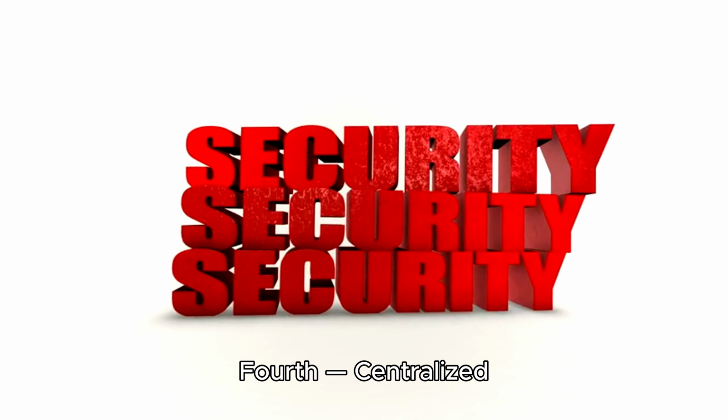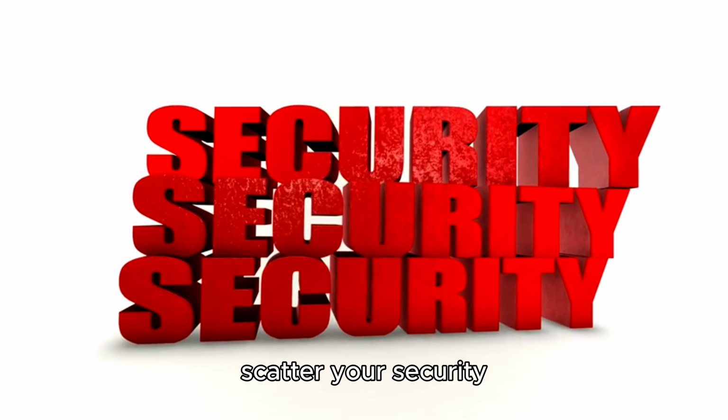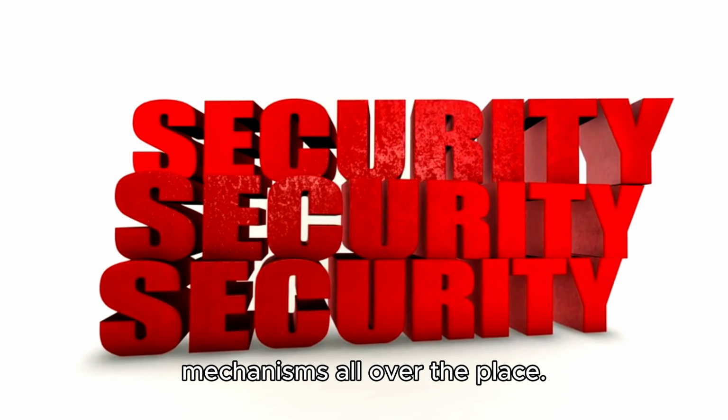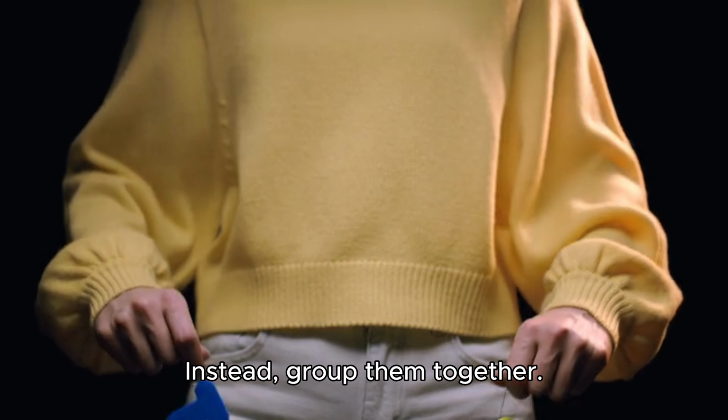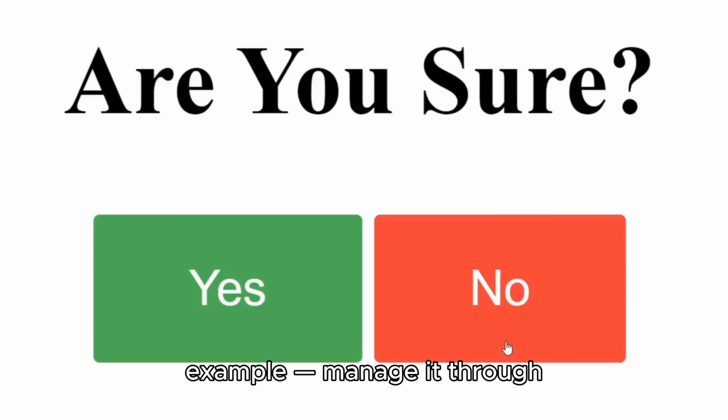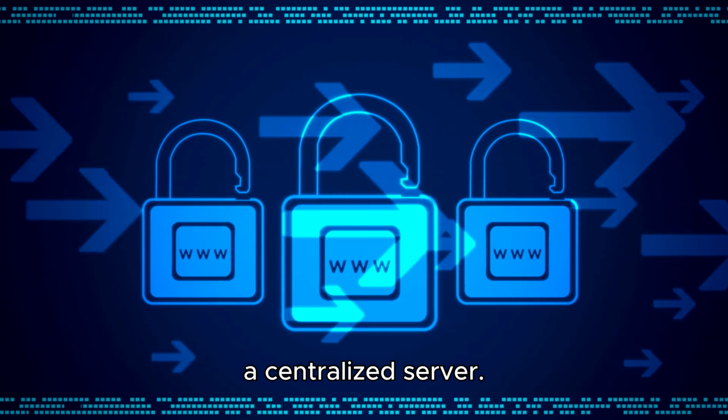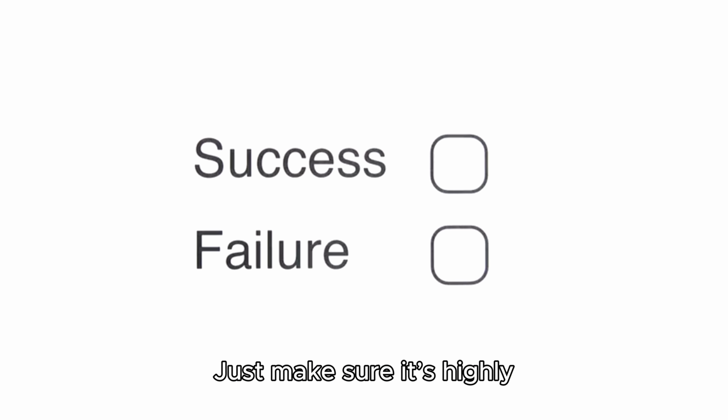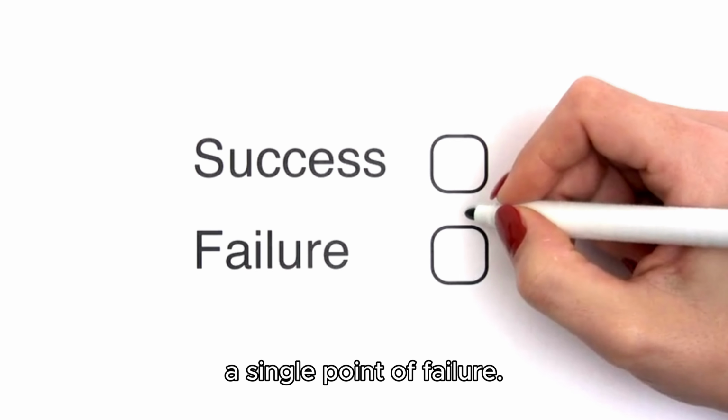Fourth, centralized security services. Don't scatter your security mechanisms all over the place. Instead, group them together. Take authentication, for example, manage it through a centralized server. Just make sure it's highly available so it doesn't become a single point of failure.